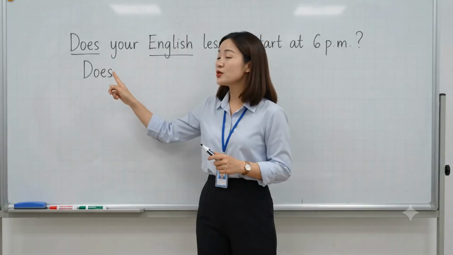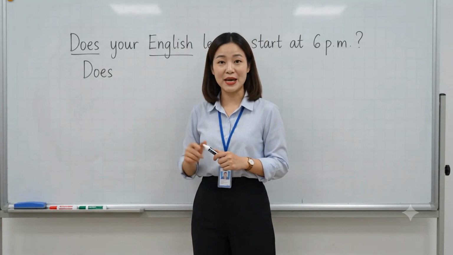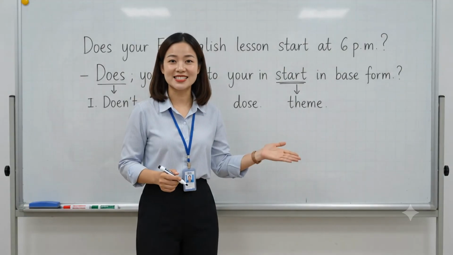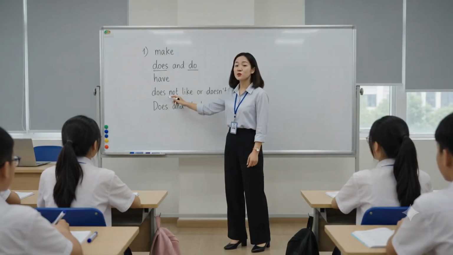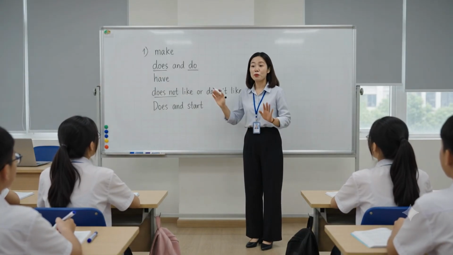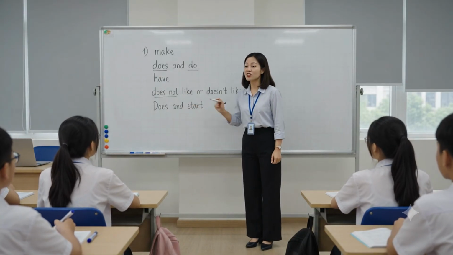Now repeat after. Use does with a singular subject and base verb. Lesson is singular, so start is in the base form. Now practice. Yes, no, it doesn't. Let's read the answers. She not like coffee. Remember, it is doesn't like, not like.